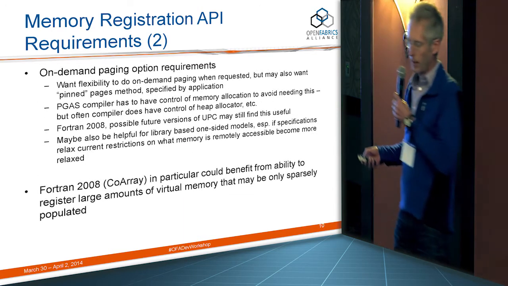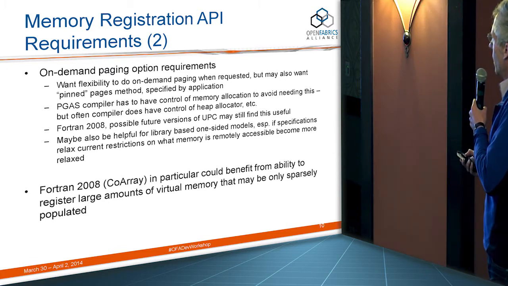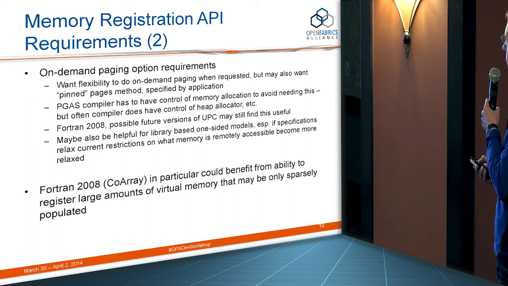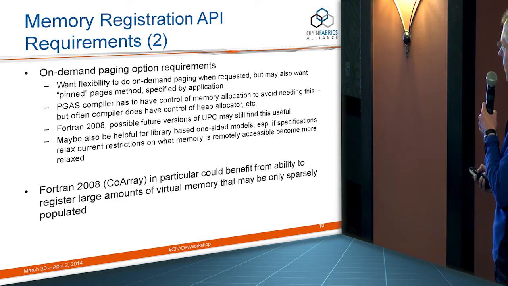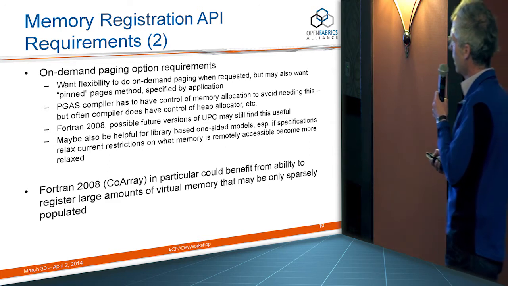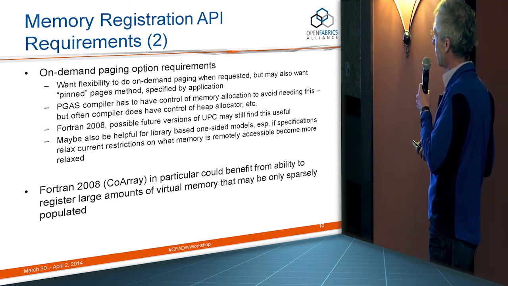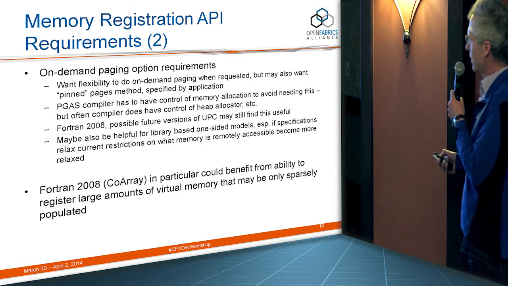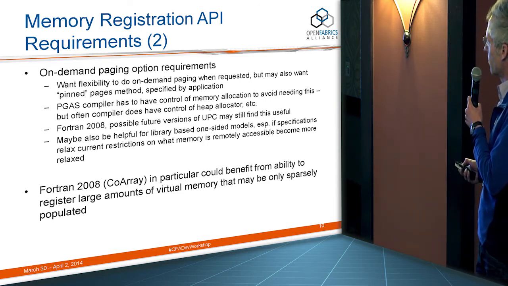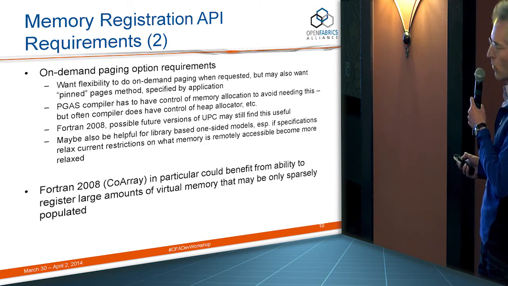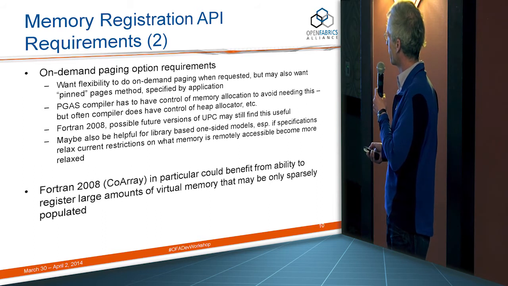We spent some time on the on-demand paging option. There was agreement that this is a good idea and it would be convenient for some, a really good idea for other ones of these models. However, even then, there was a request made that they would still want to be able to do the pinned pages method if that gave better performance. In other words, they wouldn't want to be stuck with this and not be able to do the do-it-myself approach. It was pointed out PGAS compilers may have more control over memory allocation, so maybe it isn't so important for them. Although for this Fortran 2008 feature I just mentioned, and especially for one-sided programming models, you could see how they might benefit more from this on-demand paging option.